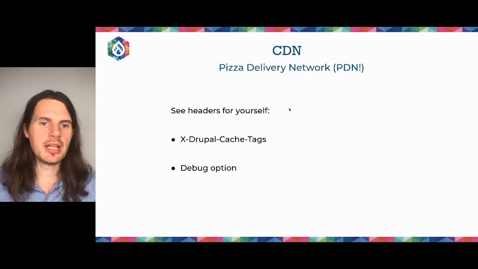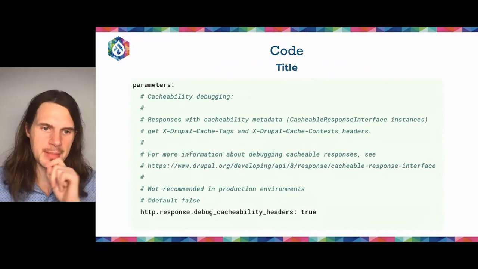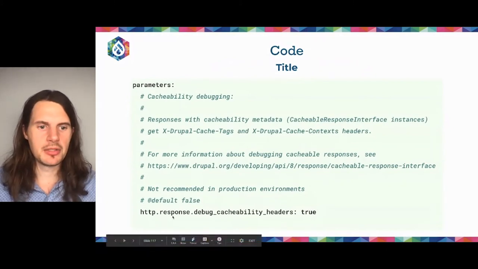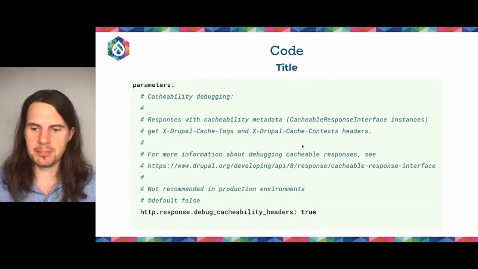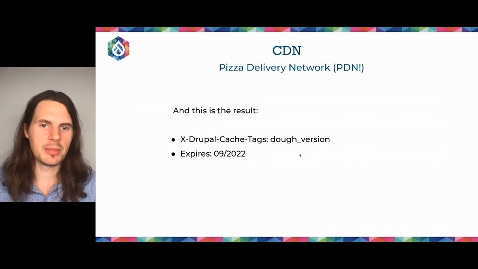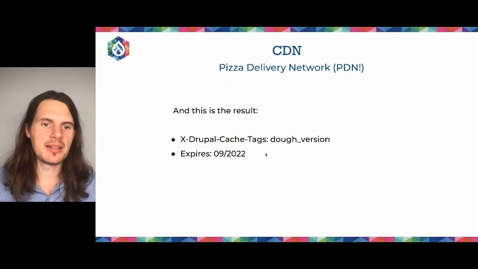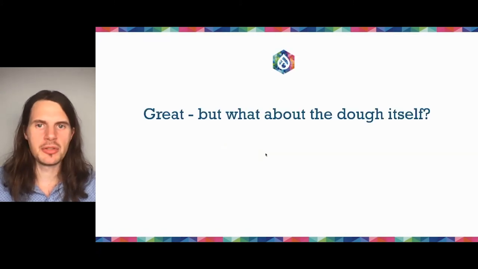And you can also see those headers for yourself. There's a Drupal cache tags debug option that you can just enable. You just enable it in your services.yml. You just put http.response.debug_cacheability_headers to true, and that's it. And that's the result then. You see Drupal cache tags, dev version. So for example, this one page is depending on the dev version. And you can also see the expire state, that it expires at 9/2/22, and that's it.